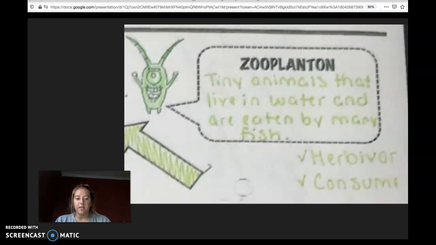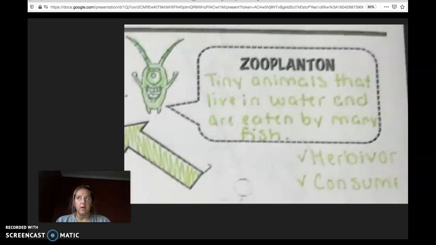So these zooplankton eat the phytoplankton. They're tiny animals that live in the water and are eaten by many fish. They're herbivores and they're consumers. This would be what we would call primary consumer, but we're going to stop using that verbiage because that goes along with our food chain. So the zooplankton eat the phytoplankton. That's how they get their energy.